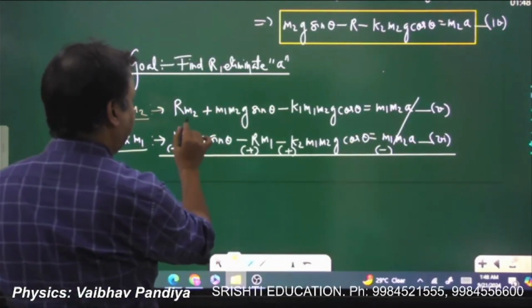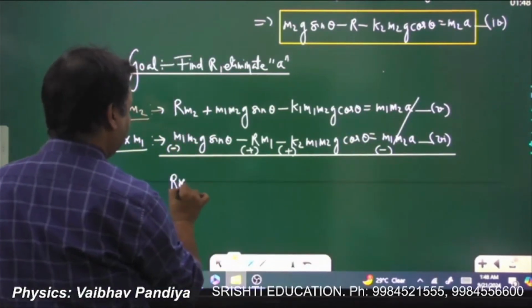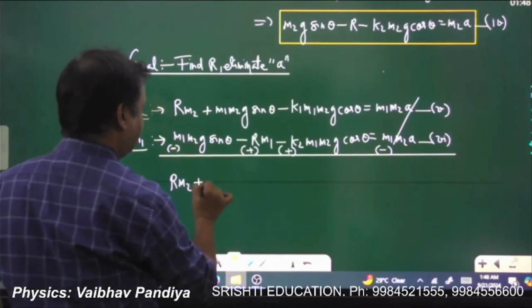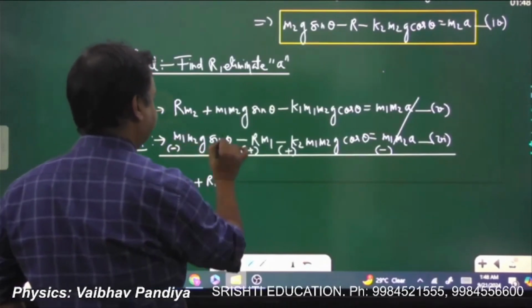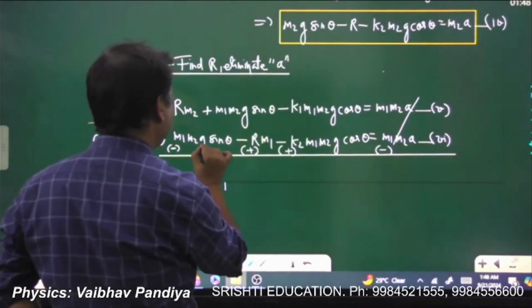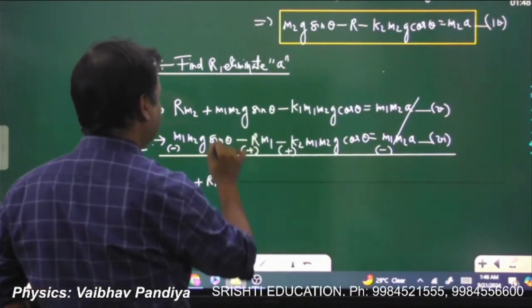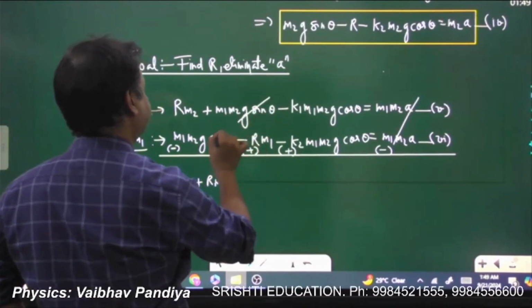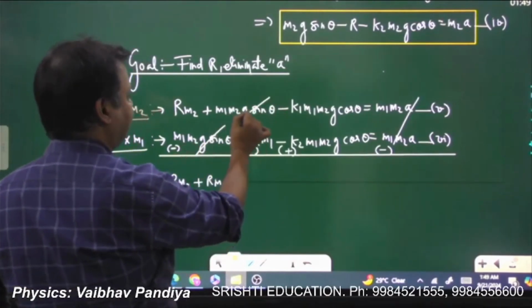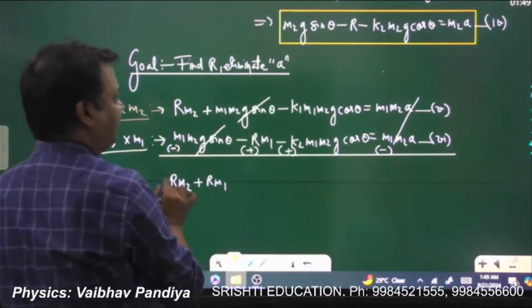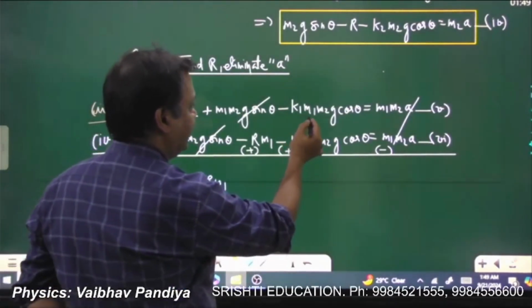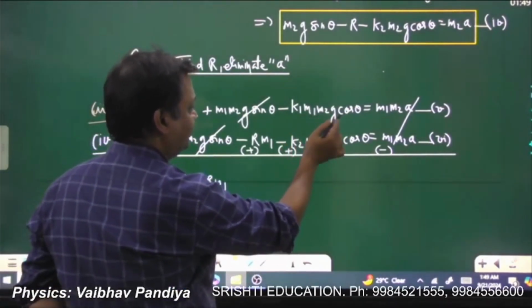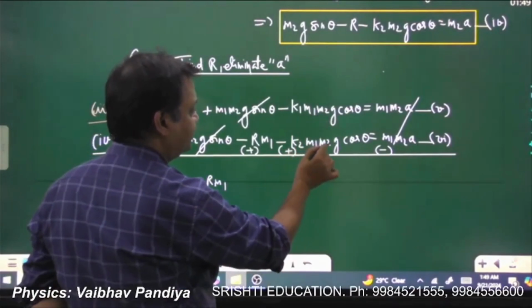I will get R M2, correct, plus R M1, and the sin theta factor will come to be M1 M2g sin theta, M1 M2g sin theta. This is minus and this is plus, so this will also get cancelled away. This is a plus sign, this is a minus sign, and this is K1 M1 M2g cos theta, and this will be plus K2 M1 M2g cos theta.